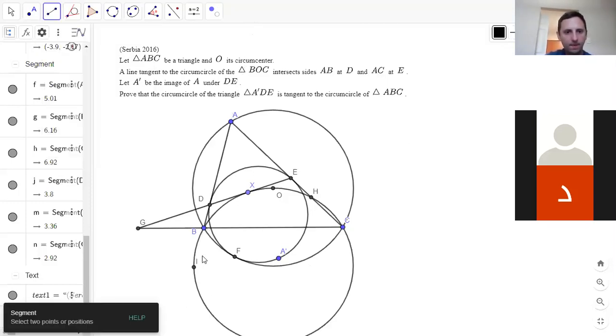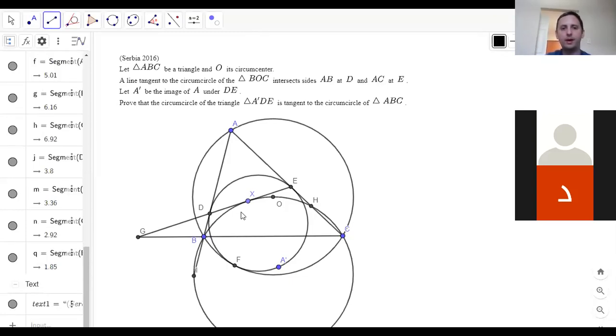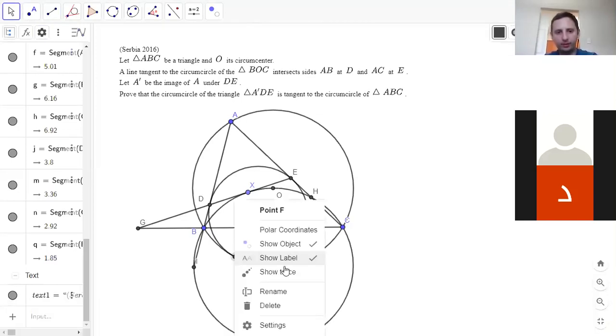Okay. But how did we define F? Yeah, I kind of already assumed they were tangent when we don't know that. So I can't really, I'm kind of cheating there. Yeah, I'll delete F for now.